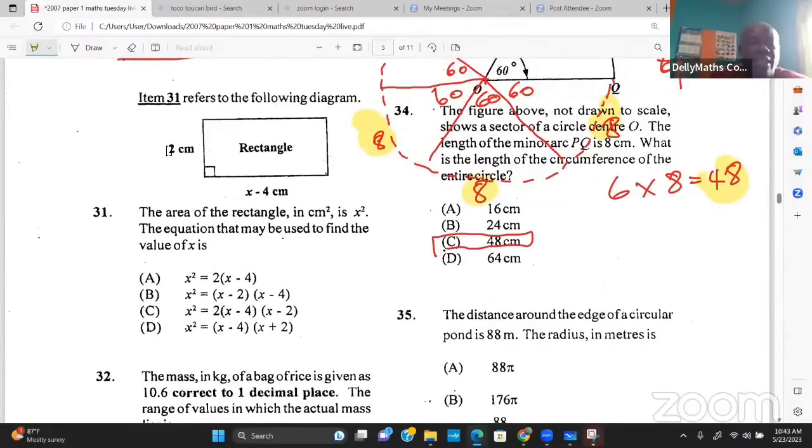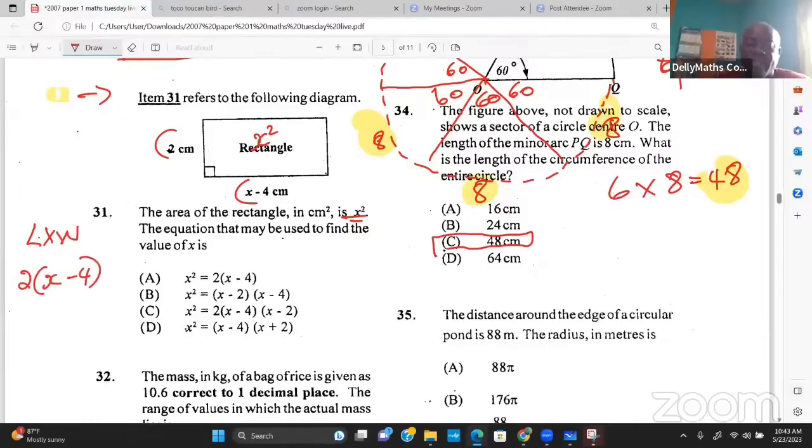Number 31 is focusing on this question up top here, right? So it says item 31 refer to the diagram. We have a rectangle. We see 2 cm for the width and x minus 4 for the length. The area of the rectangle in cm² is x squared. All right, fine. So the area is x squared. The equation that may be used to find x, what I want to do is put together my knowledge. If I want to find the area, it is always length times width. So you could put 2 times x minus 4, right?